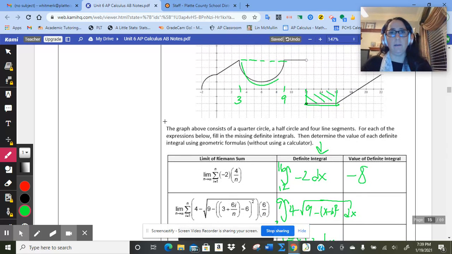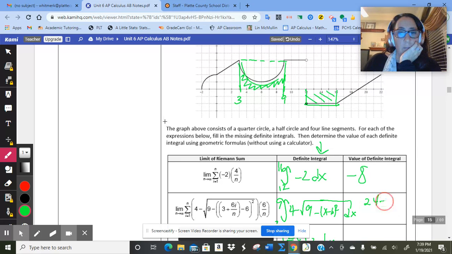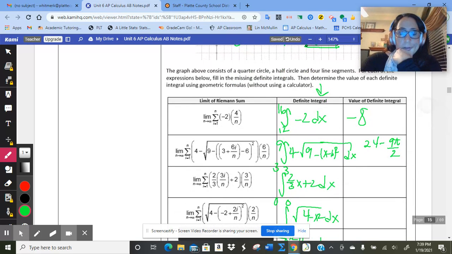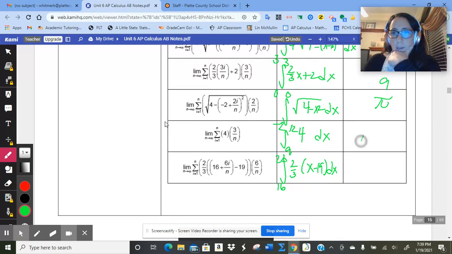This one right here, I am looking for this area. So I'm going to do the rectangle minus this semicircle going on. And I got 24 minus 9 pi over 2. See if you get the same thing. I'm going to go ahead and fill these in. I want you to try them, and then let me know if you have questions.